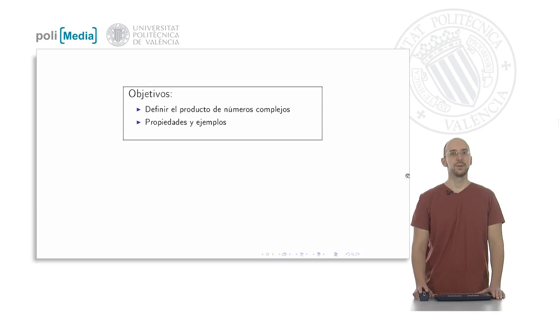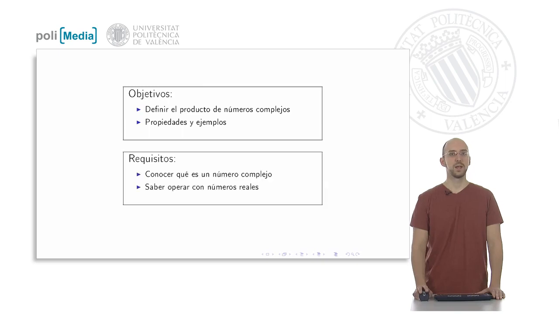In this unit, we are going to try to define what the product of complex numbers is, and we are going to see some properties and examples. The only requirements are to know what a complex number is, and to know how to operate with real numbers. There are no extra requirements.